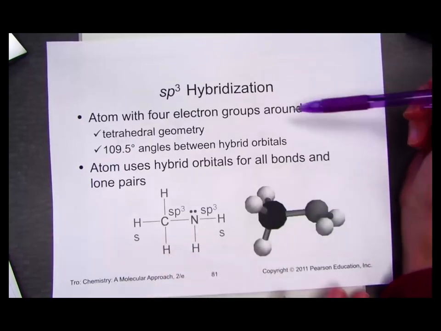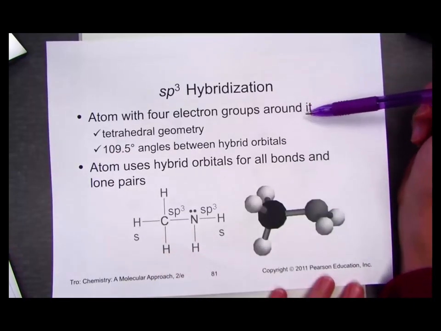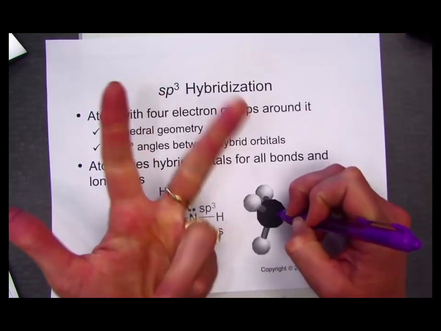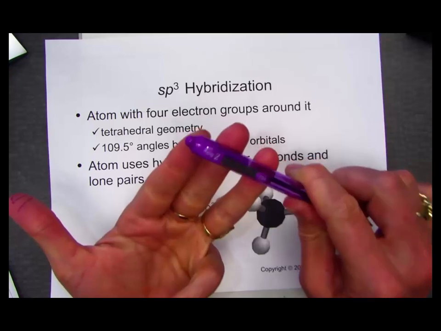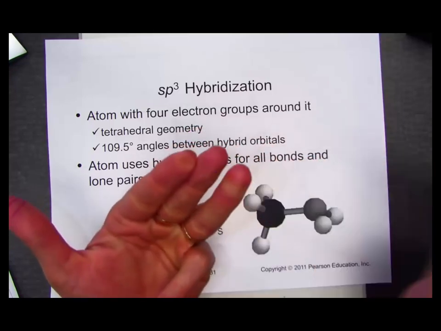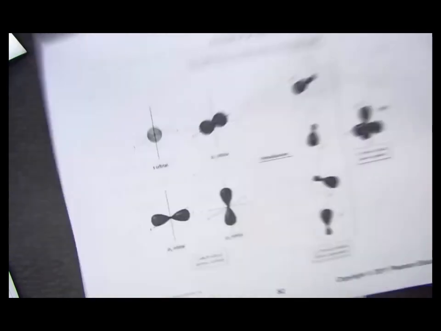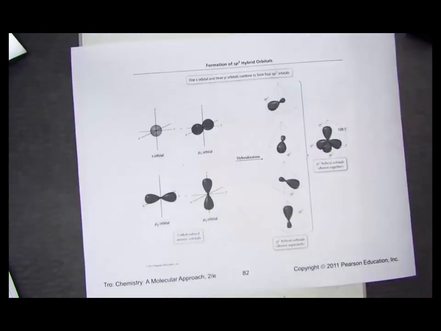sp3 hybridization, 4 electron groups. We just looked at that. If I have a central atom, that's carbon, sp3. 3 more fingers in the air. sp3 gives us 4 electron domains. And it truly is that simple.